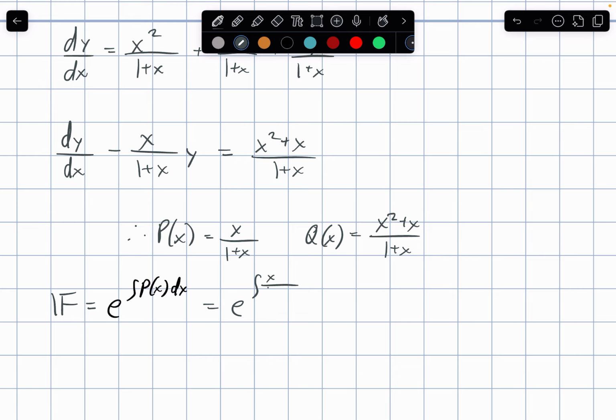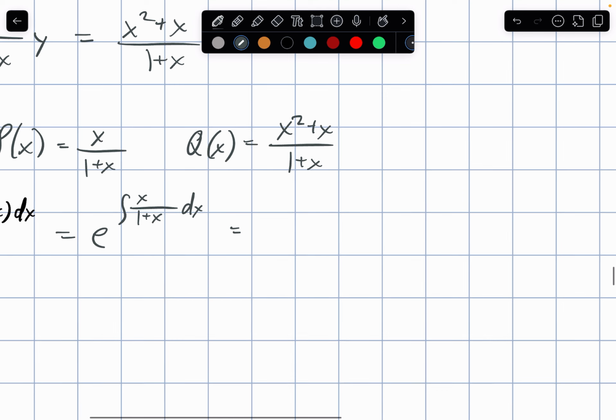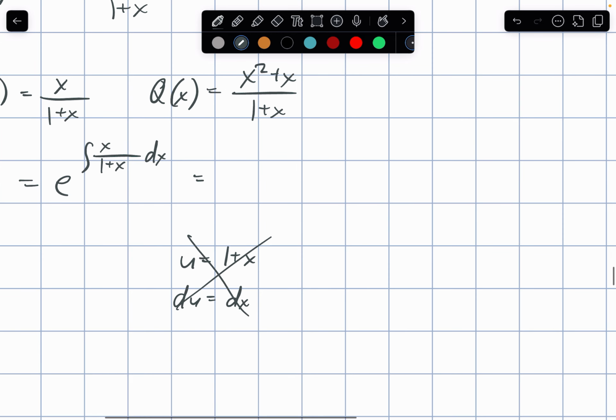So substitute, then we just integrate. So what do we do? What if u is 1 plus x? Du is 1 dx. That won't work. How do we integrate this? Since the degree of the numerator and denominator is the same, we can try long division.